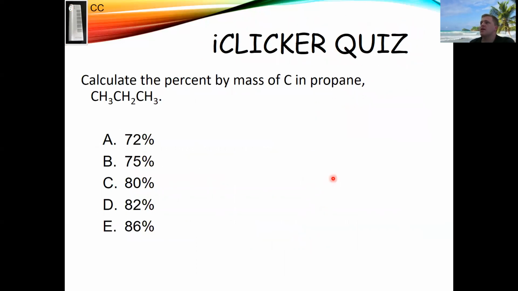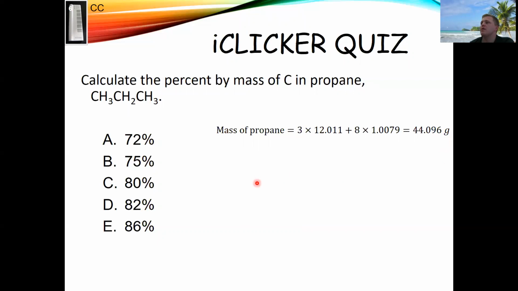Let's practice this with our propane molecule here and calculate the percent by mass of carbon in propane. So what we need to do here first is calculate our mass of propane. So there are 3 carbons, 1, 2, 3, and 1, 2, 3, 4, 5, 6, 7, 8 hydrogens. So we'll do 3 times the atomic weight of carbon plus 8 times the atomic weight of hydrogen, and we'll get 44.096 grams. And that is our total molecular weight of propane.